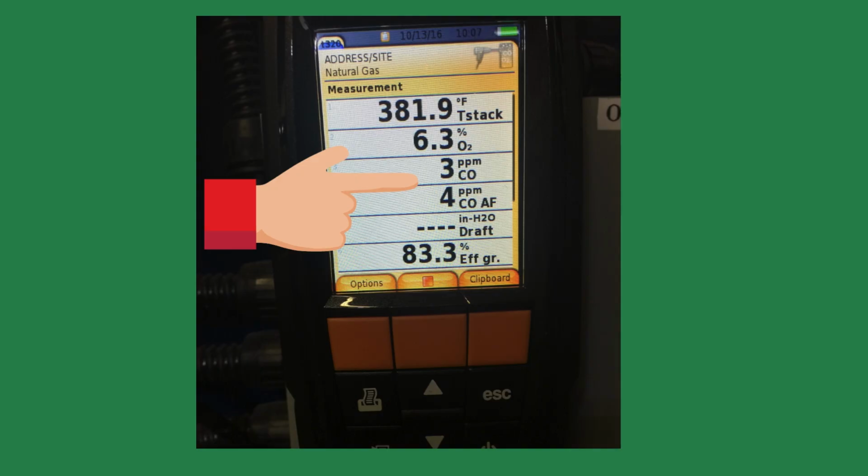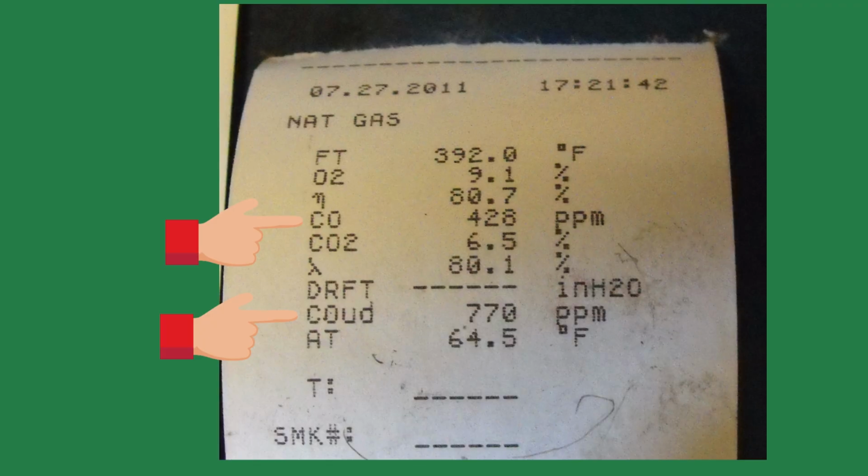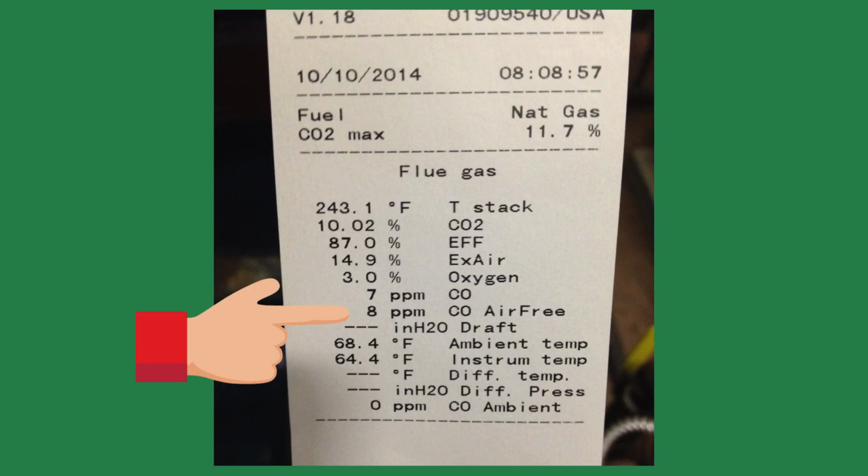The industry caught on to this ruse of simply adding more air and developed a calculation called CO air free, or COAF. CO air free is a calculated value that shows what the CO readings would be if all excess dilution air were removed. In other words, the true CO being produced right at the flame. It tells you the combustion quality, not the ventilation quality. If the system has lots of excess air, the measured CO may look low, but the actual CO being produced at the flame could be dangerously high.